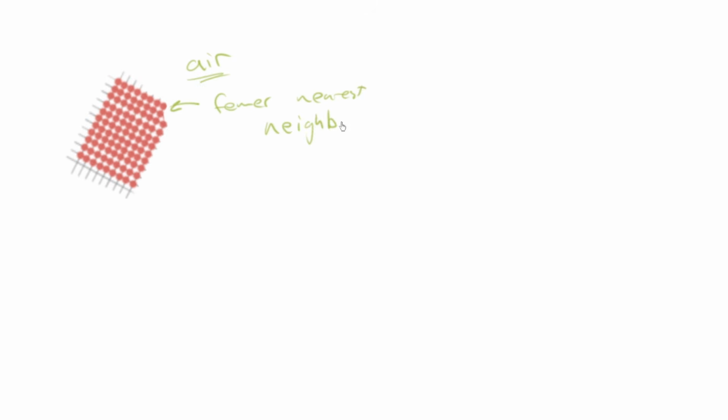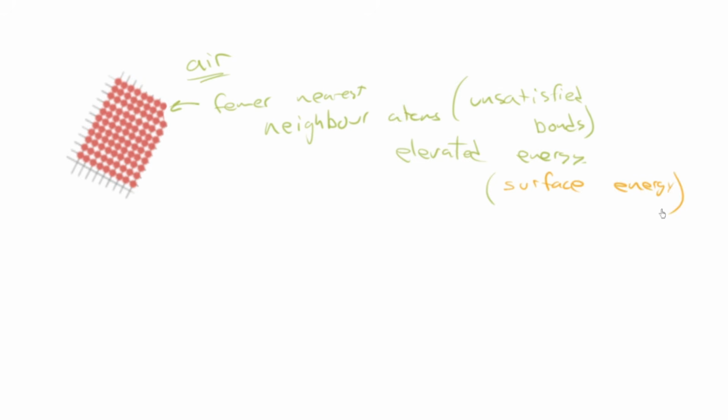And the atoms at the surface actually have fewer nearest neighbor atoms. Another way of saying that is they have unsatisfied bonds. Doesn't that sound terrible? Unsatisfied bonds. And so there's an elevated energy associated with that. Elevated energy. In fact, we have a name for that, and that energy at this free surface is, you guessed it, the surface energy. Surface energy. Okay. In the case of water, you might call it the surface tension.